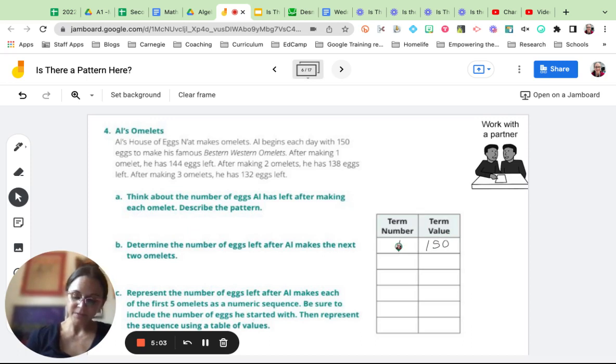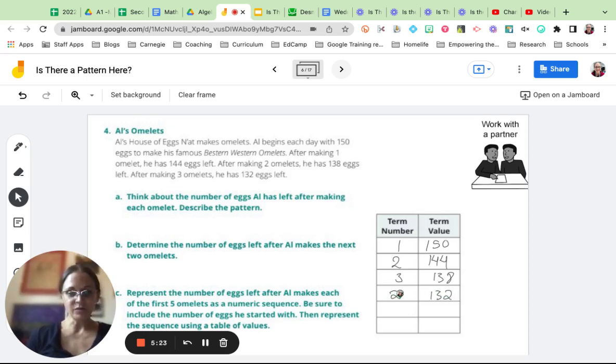Let's go ahead and fill that in. The first term is 150. That's where he starts. After making one omelet, he has 144 eggs. After making 2 omelets, he has 138 eggs. After making 3 omelets, he has 132 eggs.